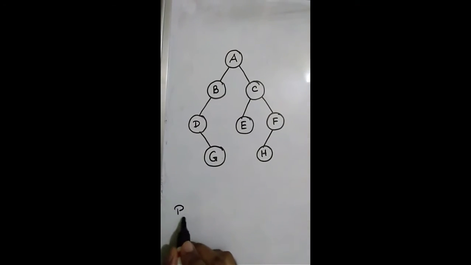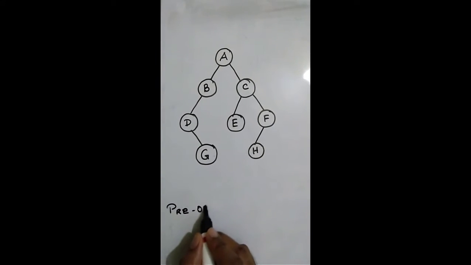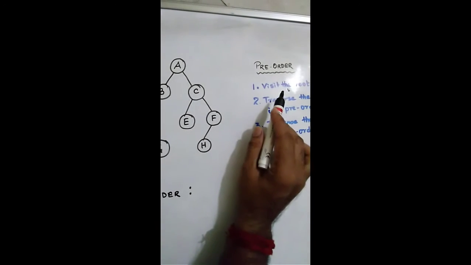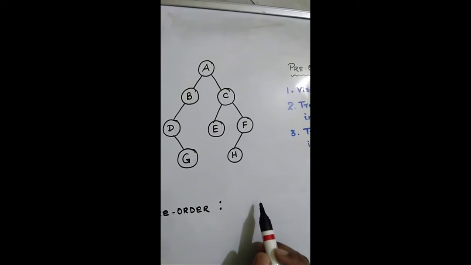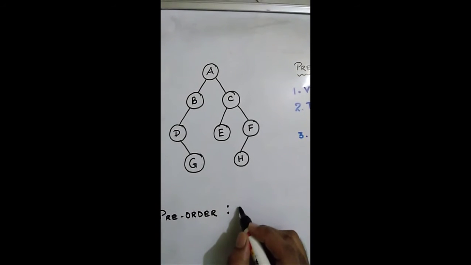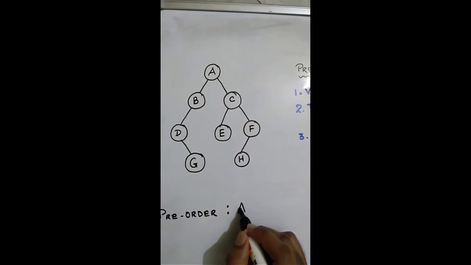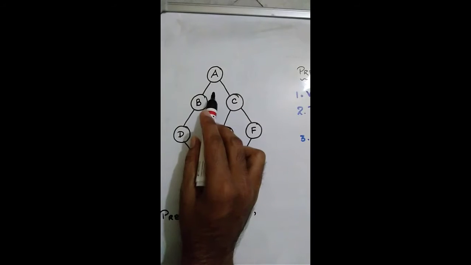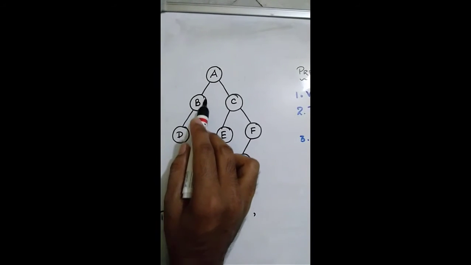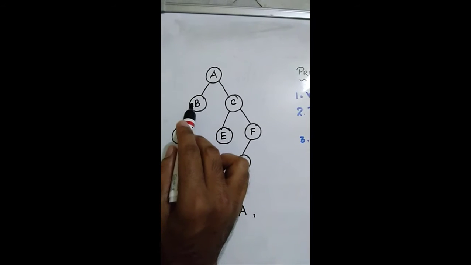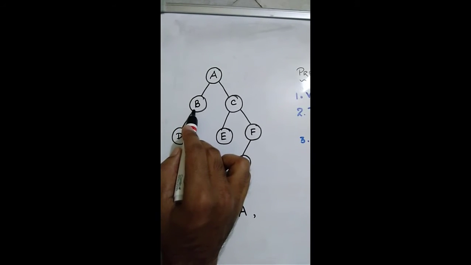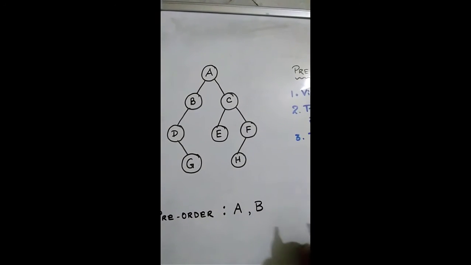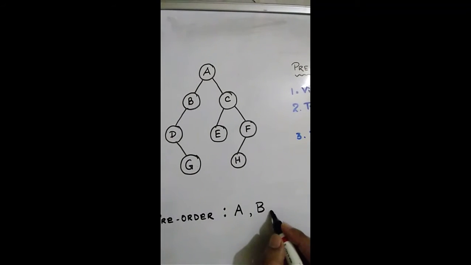So, in pre-order, we will start from the root. According to the rule, visit the root. Here the root is A, so first we will visit the root, which means A will get printed, and after that we will visit the left subtree. Now if we move to the left subtree, we get another node which is B, and we will print the node B as we are visiting the root.